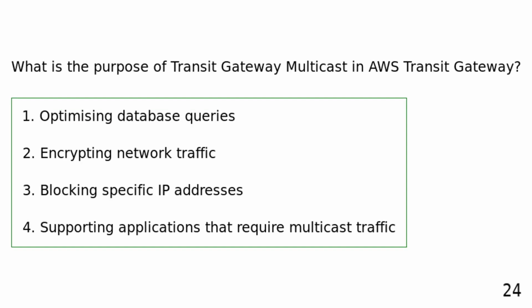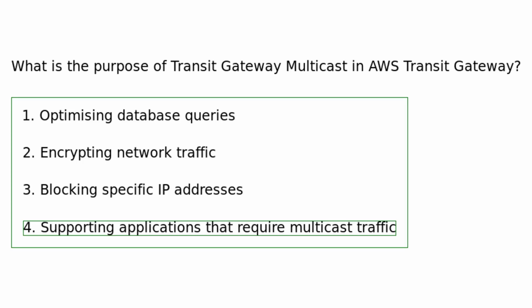What is the purpose of Transit Gateway Multicast in AWS Transit Gateway? Optimizing database queries. Encrypting network traffic. Blocking specific IP addresses. Supporting applications that require multicast traffic. Transit Gateway Multicast in AWS Transit Gateway is designed to support applications that require multicast traffic by efficiently distributing data to multiple receivers.